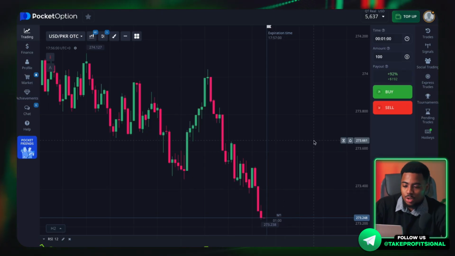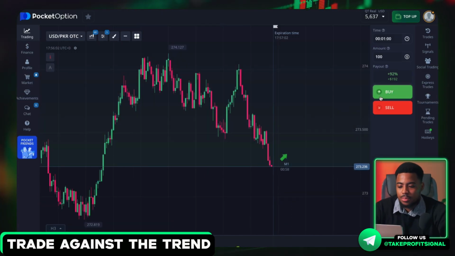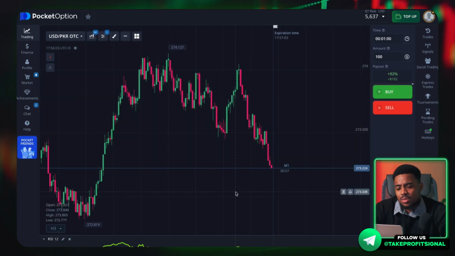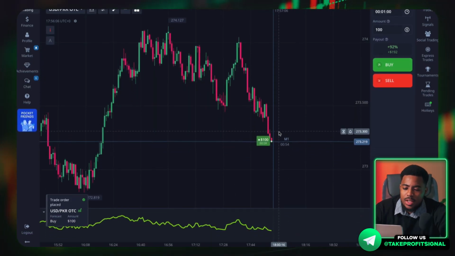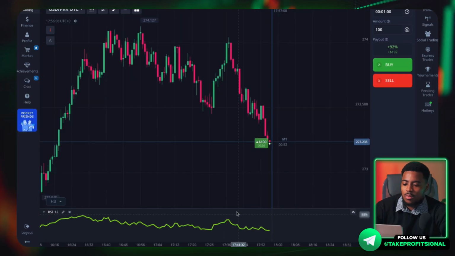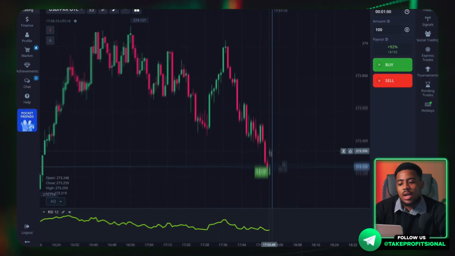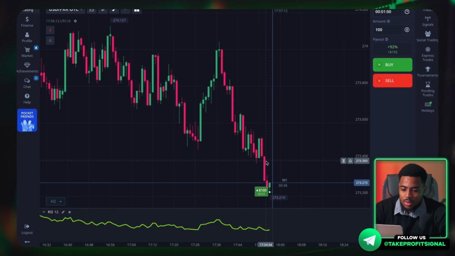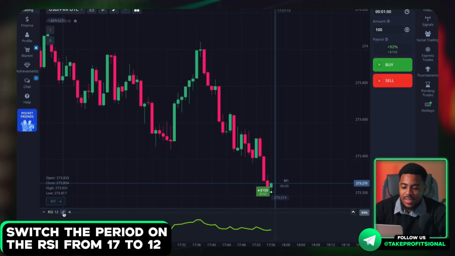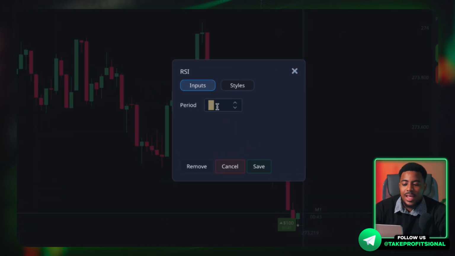So here I'm going to try to trade against the trend now, but I have a few opportunities to do so. If you can't find the divergence, let's say because of the low volatility in the morning, then I recommend you switch the period on the RSI from 17 to 12. But initially, of course, you should look for trades on a higher period.